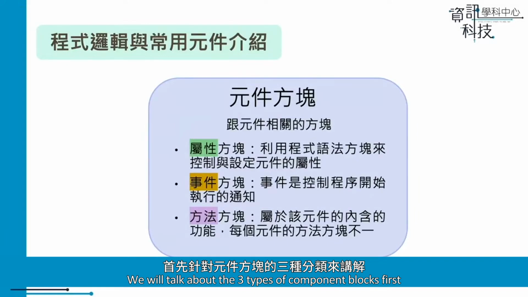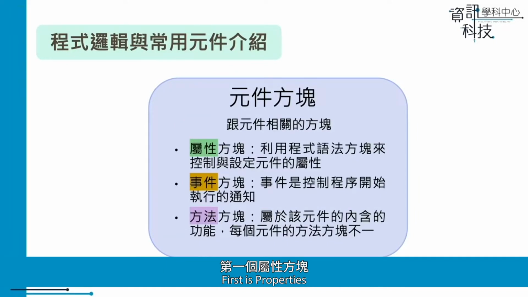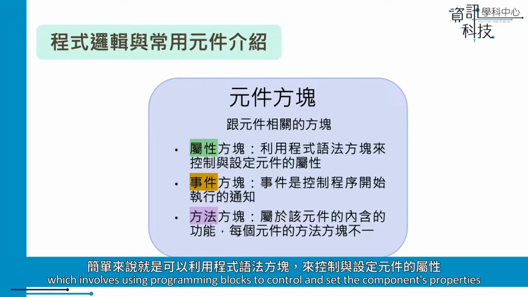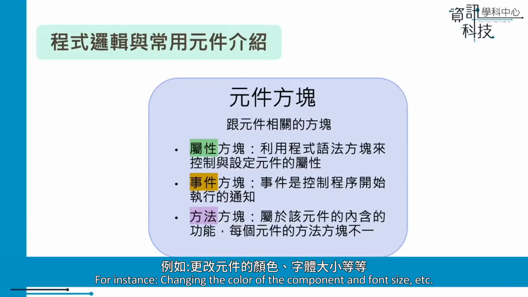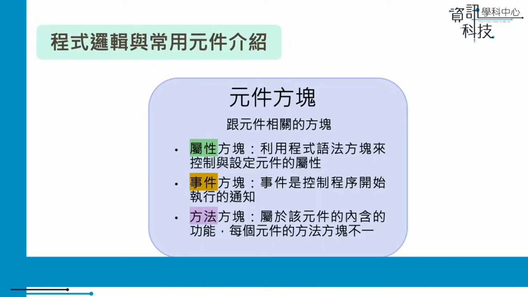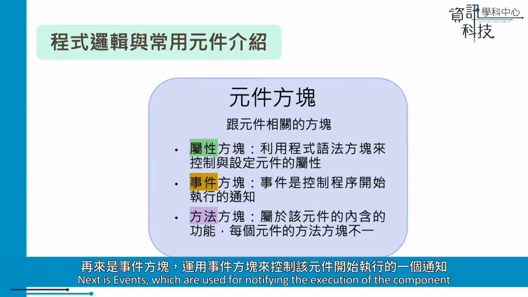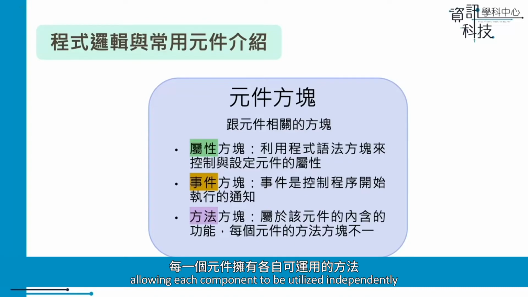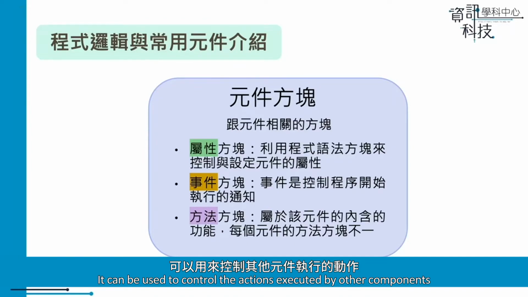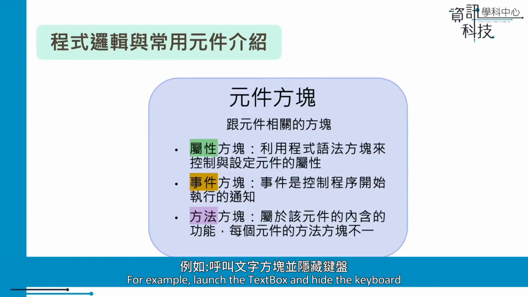We will talk about the three types of component blocks first. First is properties, which involves using programming blocks to control and set the component's properties. For instance, changing the color of the component and font size, etc. Next is events, which are used for notifying the execution of the component. For example, if the component button is clicked. Last is methods, which are the built-in functions of the component, allowing each component to be utilized independently. It can be used to control the actions executed by other components. For example, launch the text box and hide the keyboard.